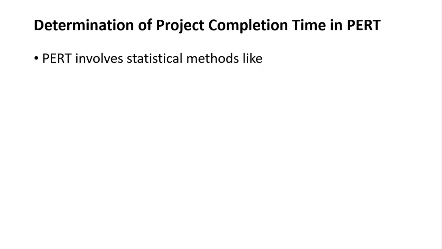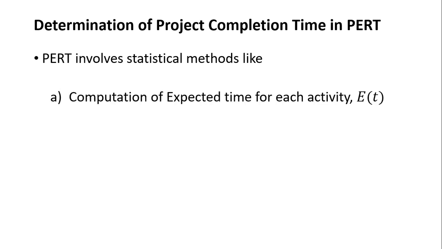PERT involves statistical methods like computation of expected time for each activity. Remember, we don't have a precise time. Also, we have 3 estimates of time: the optimistic, most likely, and the pessimistic. So we need to compute a time estimate, which basically is an average of the given 3 times.